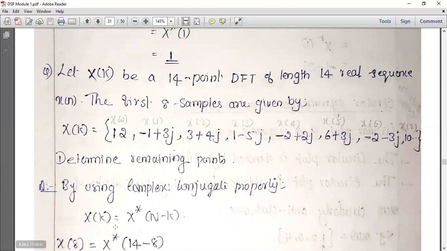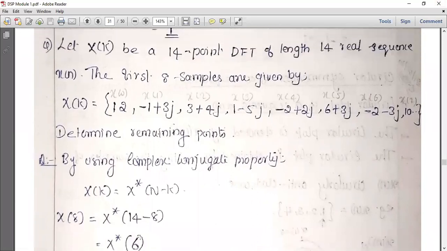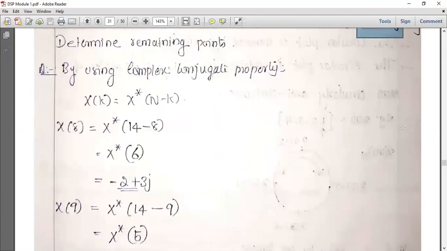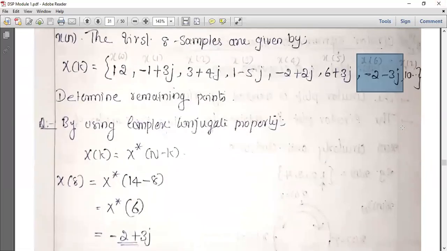So x of 8 is equal to x conjugate of 14 minus 8, that is equal to x conjugate of 6. Then look at the value of x of 6. X of 6 is minus 2 plus 3j. So x conjugate of 6 will become minus 2 minus 3j.